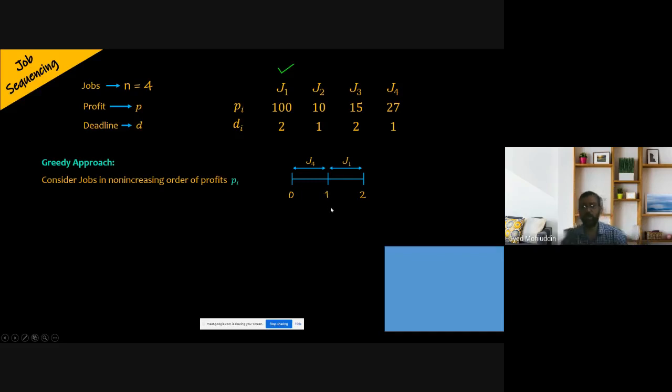So if you remember, we have selected job 1 and job 4. We selected job 1 first with the maximum profit. That job 1 could have been scheduled from 0 to 1. But if we had scheduled job 1 from 0 to 1, then job 4 would not have fit in the slot of 1 to 2, because job 4 has deadline 1. It has to be completed by this deadline. It cannot go beyond this.